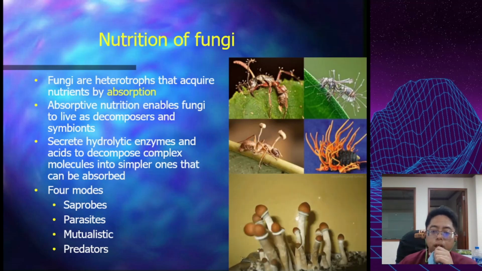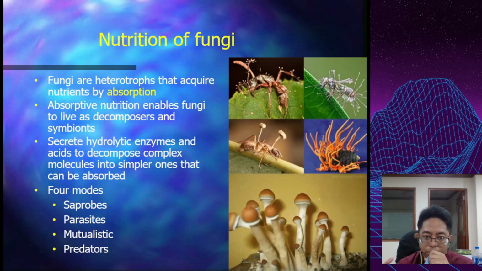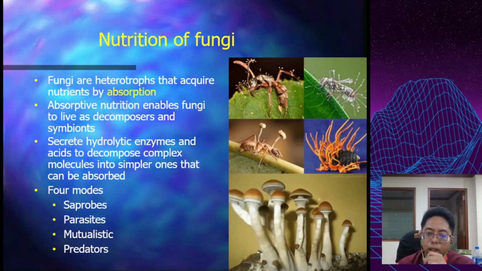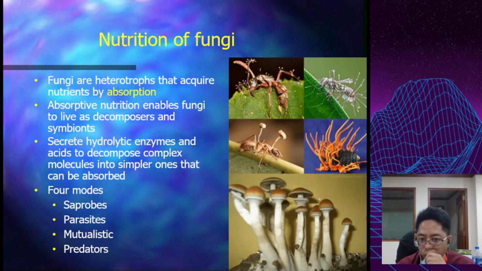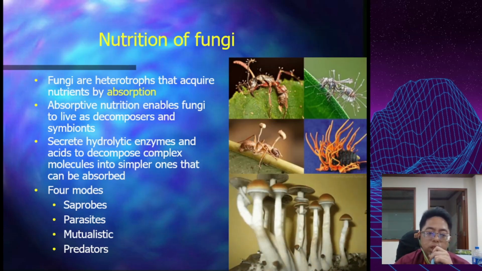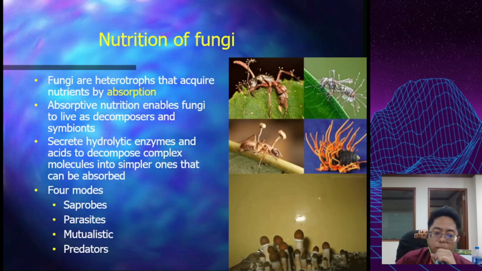Nutrition. They do nutrition by absorption, meaning that they will secrete their enzymes onto a certain substrate, and the liquefied substrate will be absorbed directly into their cells. So they have hydrolytic enzymes and acids. These will decompose complex molecules into simpler ones that can be absorbed. So there are four modes.